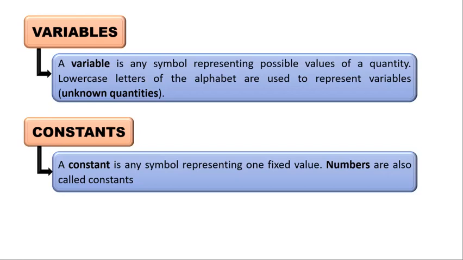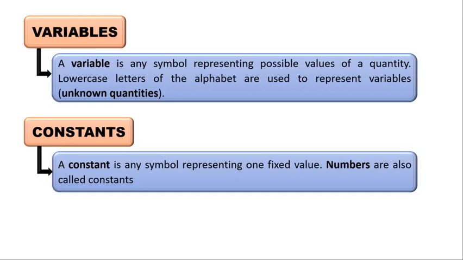Now, let's proceed with the constants. A constant is any symbol representing one fixed value. Numbers are also called constants. So basically, those constants are the numbers in the real number system, because the value of any number in the real number system cannot change. It is constant. It is consistent.